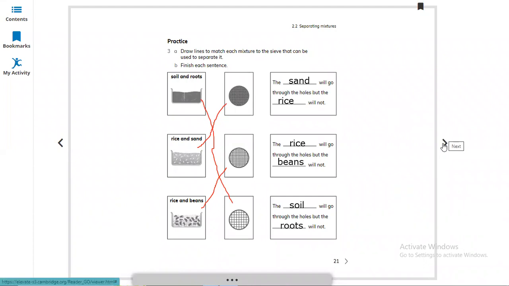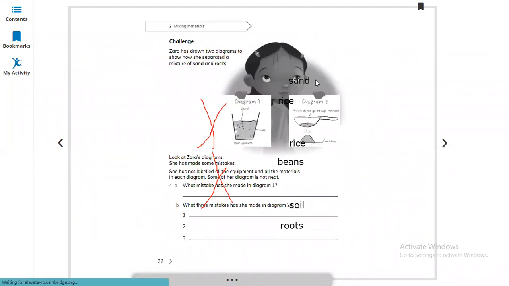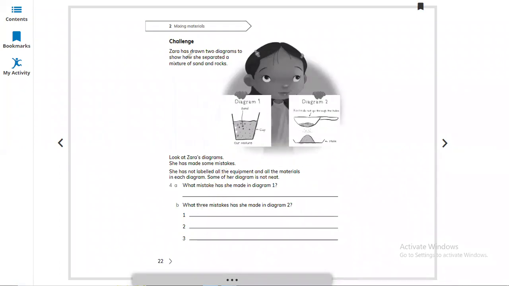So let's move to the next page. Just erase these. Question number 10. Zara has drawn two diagrams to show how she separated the mixture of sand and rock. So look at Zara's diagram. She has made some mistakes.